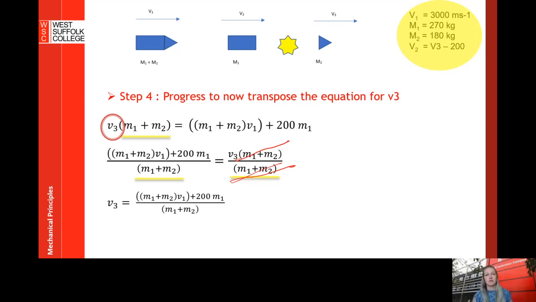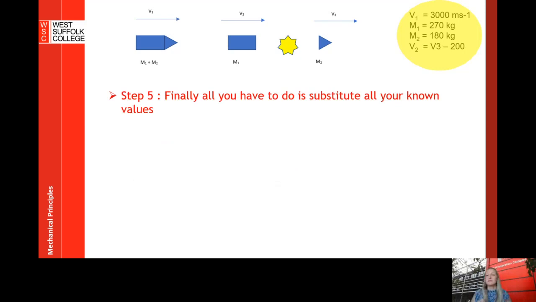Once we've cancelled out those numbers, we'll get v3 is equal to that top line of m1 plus m2, times our v1 plus 100 m1, all over m1 plus m2. This is awesome. Okay, so we can then get to the last bit of this equation where we're going to find it useful to put in our values. The last part, guys, is we simply have to substitute all of those values that we know into that equation which we have just derived.